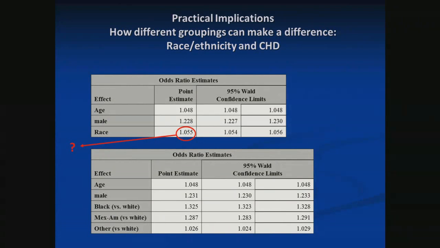So age means for every unit increase of age, in which case I know it's years, because I know the variable. If the variable was days, it would be for every increase in age in days. And male would be versus, you have to just know what variables you have.